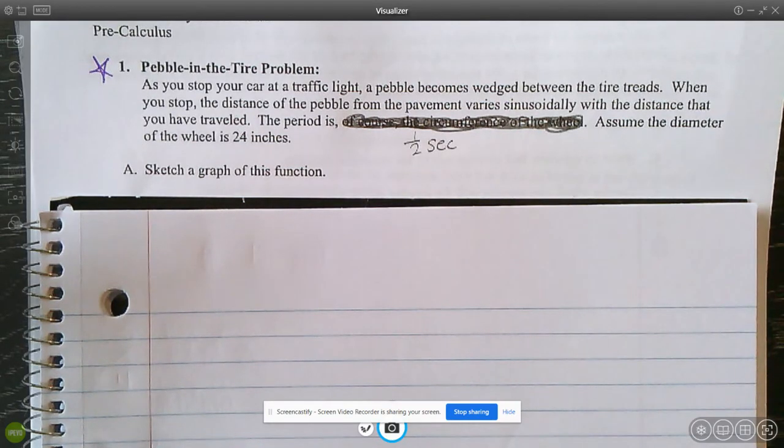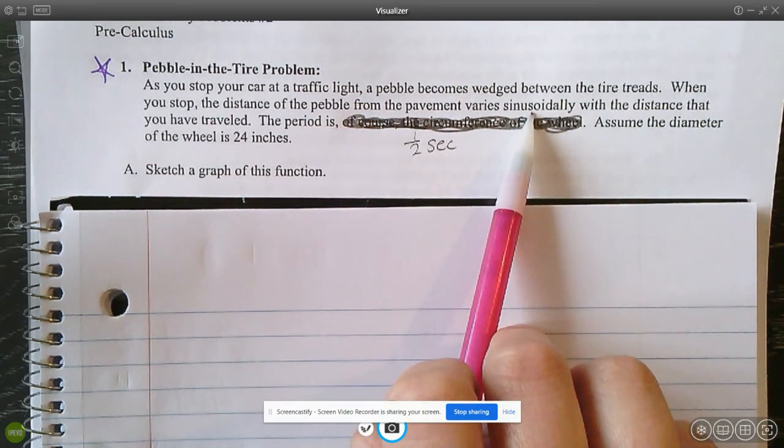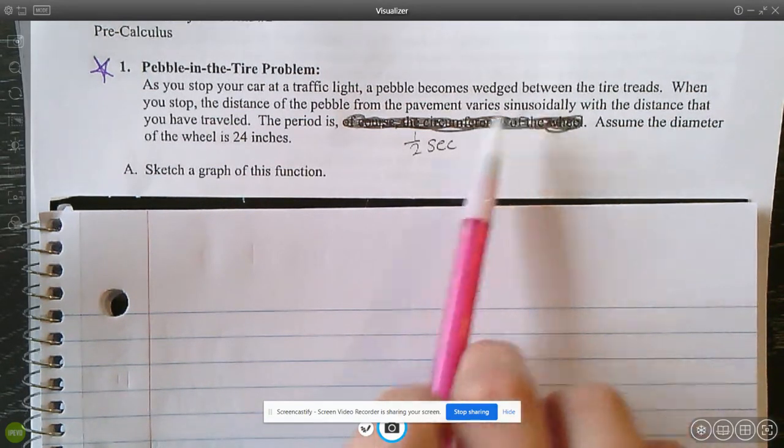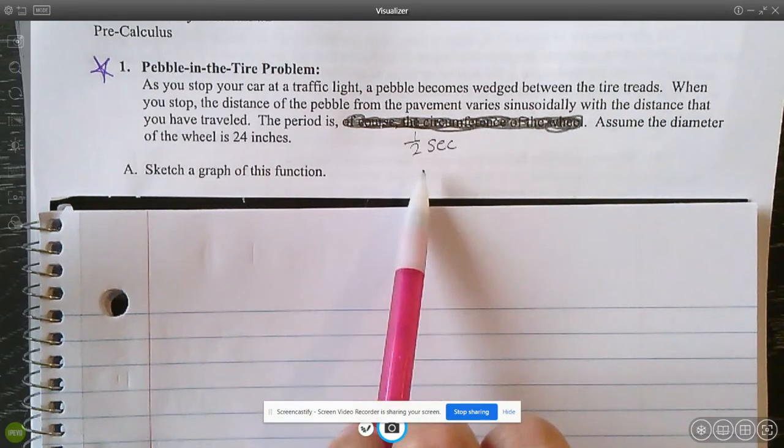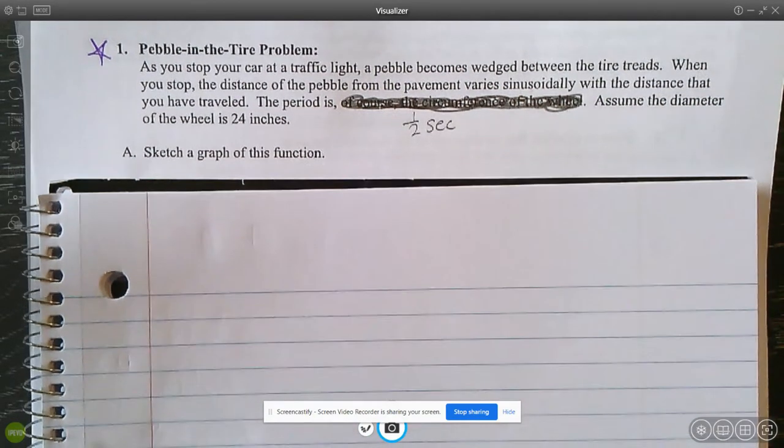This one says, as you stop your car at a traffic light, a pebble becomes wedged between the tire treads. When you stop, the distance of the pebble from the pavement varies, I cannot say that word for the life of me, so I'm just going to skip it, with the distance that you have traveled. By the way, this word actually means it could be a sine curve or a cosine curve. The period is 1/2 second. Assume the diameter of the wheel is 24 inches. So it says sketch a graph of this function.